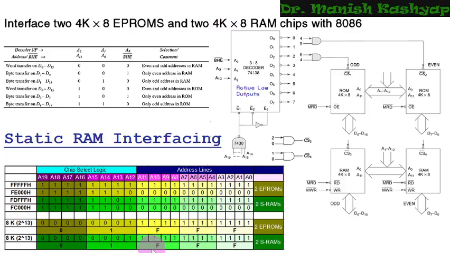So 01FFF needs to be subtracted from that. So if you subtract this number again from this complete thing, FD000H, you will get FC000H. So this is the starting address of your RAM chip, and this is the ending address of your RAM chip. In between these two addresses, you will have two RAM chips. Similarly, in between these two addresses, you will have two ROM chips, right? So that's what we have done here.